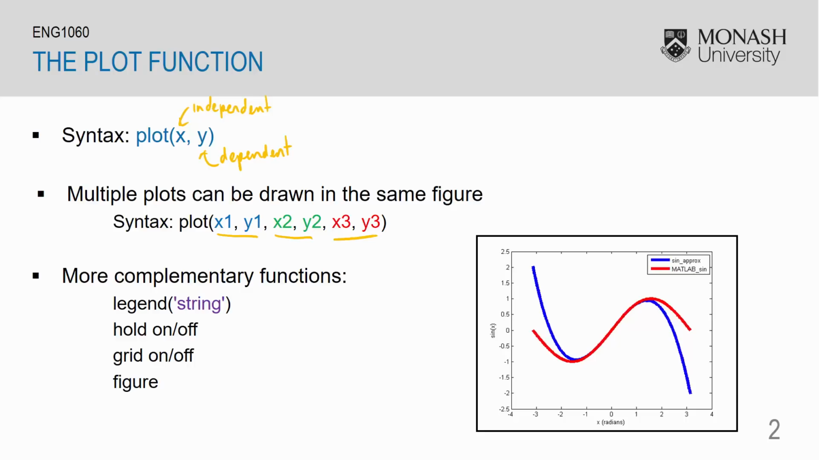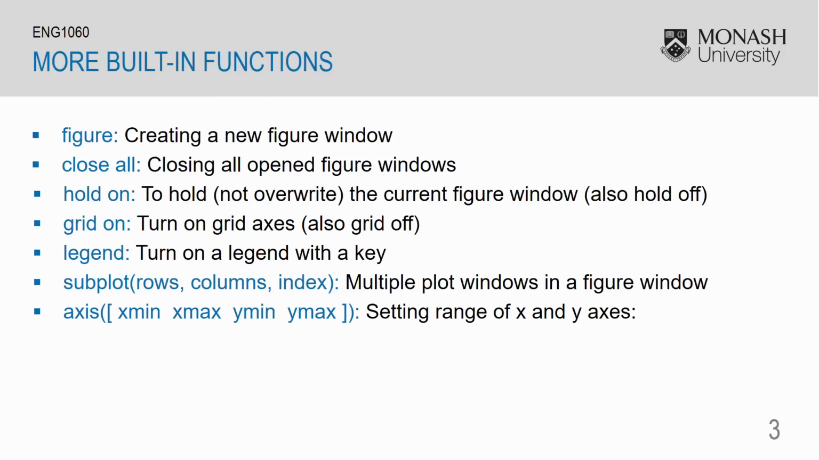Some other complementary functions for the plot command include legend, hold on and hold off, grid on and grid off, and also figure. So the figure command creates a new figure window. Close all closes all of the figure windows currently open. Hold on will hold and not overwrite the current figure window. If you were to use 2 plot commands in sequence, the second plot command will overwrite the first one. So if you'd like to have both, you need to use the hold on command.